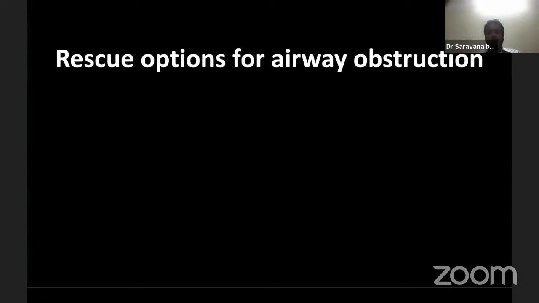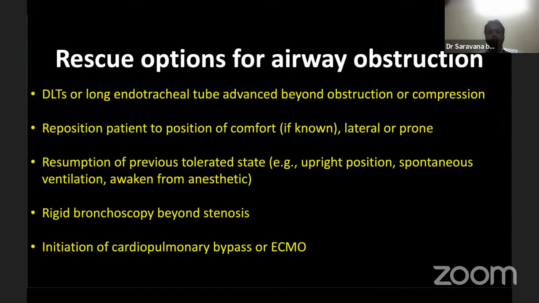So coming to the rescue options for airway obstruction, always keep the DLTs or the long endobronchial tubes, advance them beyond the area of compression, and reposition the patient to a position of comfort. If the patient is on spontaneous ventilation during induction of anesthesia, you can place the patient in that position. If it is not a known patient, because these patients may be asymptomatic, and suddenly the patient develops a compromised airway, then you have to turn the patient to a lateral or prone position, so that the patient gets relief from the compressive symptoms.